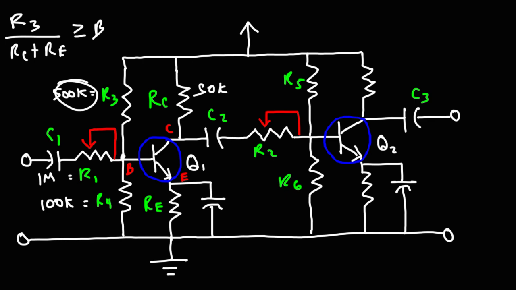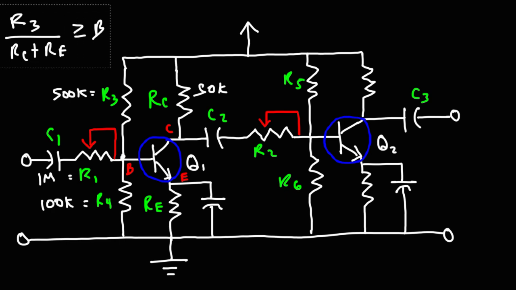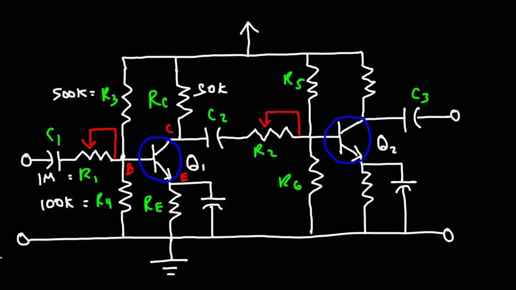So if you want to get the maximum current gain for these transistors, you want to make sure that the ratio of the base resistance, R3, relative to the collector and emitter resistance is greater than or equal to the beta of the transistor, if you want to maximize the current gain of the circuit. Sometimes the current gain is not that important, but if it is, then that's one thing you want to take into account.